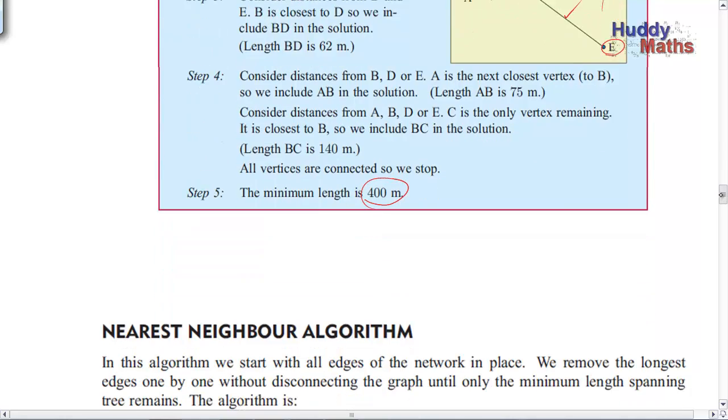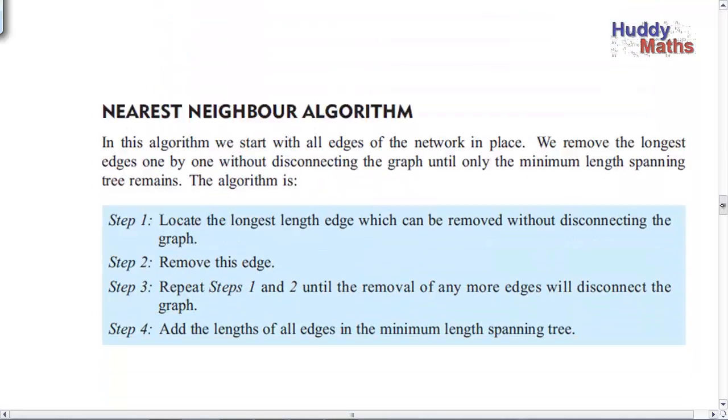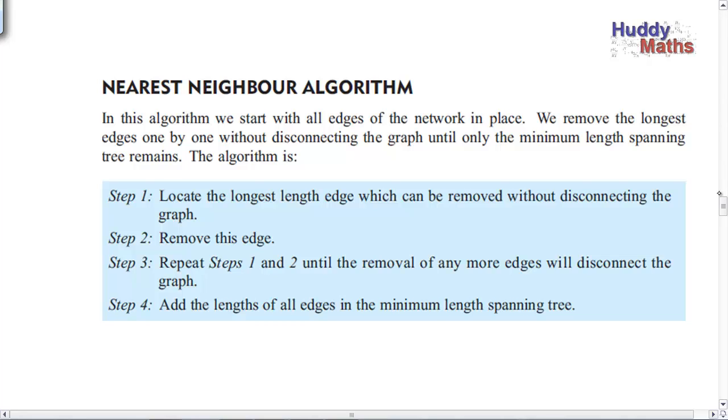Okay, let's have a look at another person's algorithm, the nearest neighbour algorithm. That's another way of finding the shortest spanning tree. But this time, you might have a network already in place, and then you're going to remove the longest edges one by one without disconnecting the graph until you get the minimum length spanning tree. So it's a backwards one, isn't it, really? One is creating the edges and creating the tree.